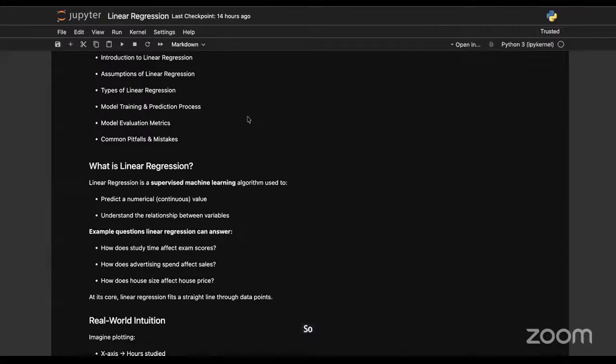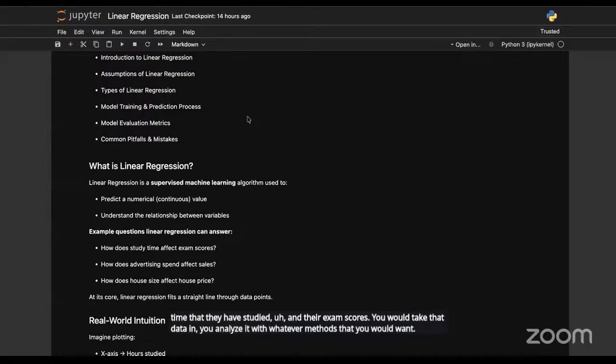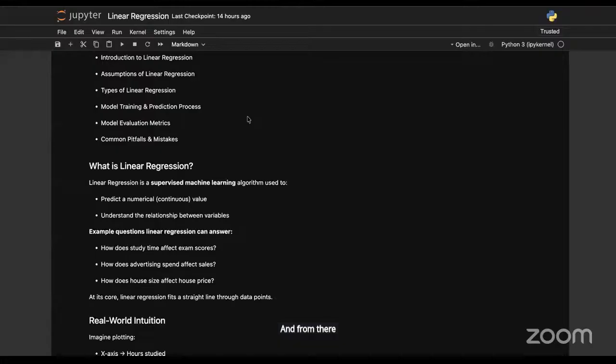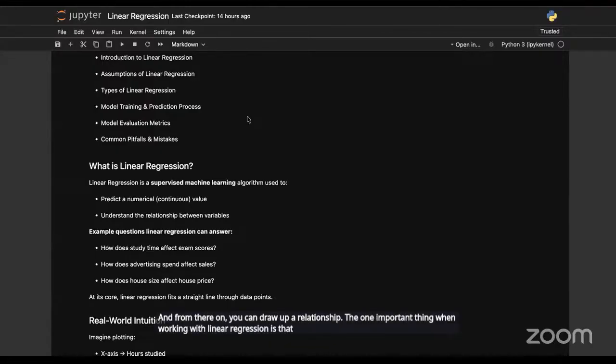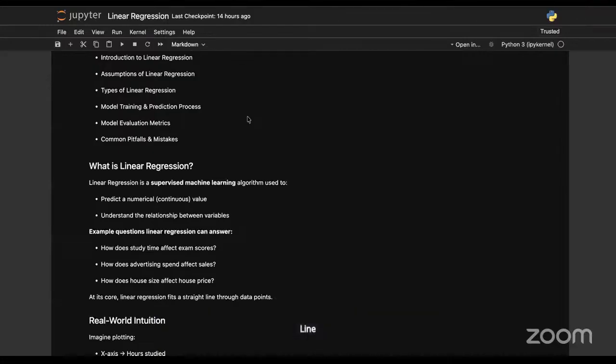Example questions that linear regression can answer: how does study time affect exam score? Suppose you are given a data set of students, the time that they have studied, and their exam scores. You would take that data in, analyze it with whatever methods you want, and from there you can draw up a relationship. The one important thing when working with linear regression is that you want to make sure the relationship between those variables is linear.